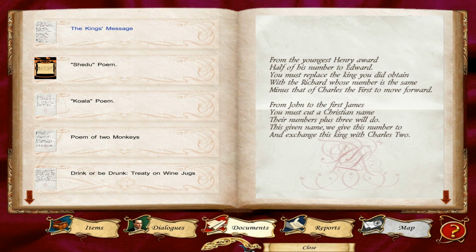Right, from John to the first James, you must cut a Christian name. Their numbers plus 3 will do. This given name, we give this number 2, and exchange this king with Charles II.